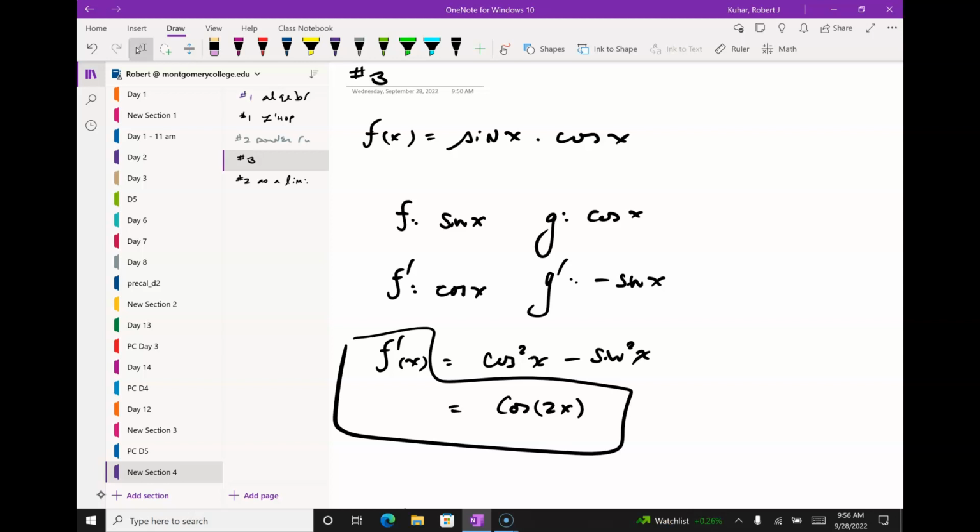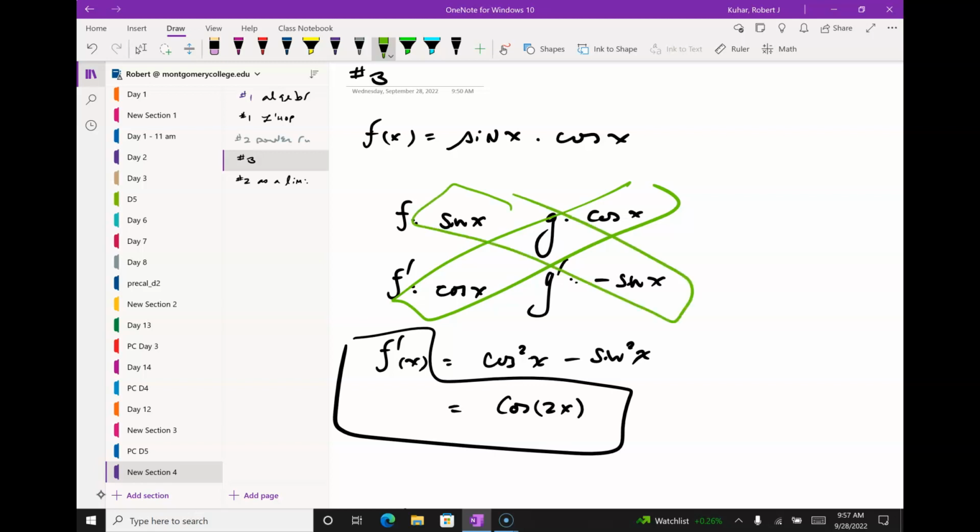So here's my function, sine x times cos x. I see I need a product rule. First function is sine, derivative is cosine. Second function is cosine, derivative is negative sine. And then I multiplied this one first, because when it's a product rule, it doesn't matter. You're adding the two. So a plus b is b plus a. So I got cos squared minus sine squared, which is an identity, cos of 2x.